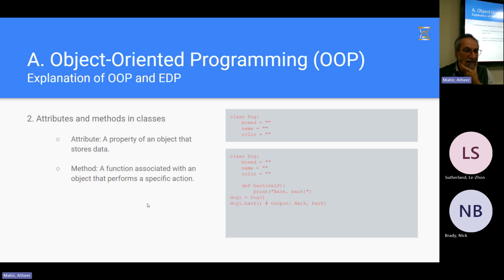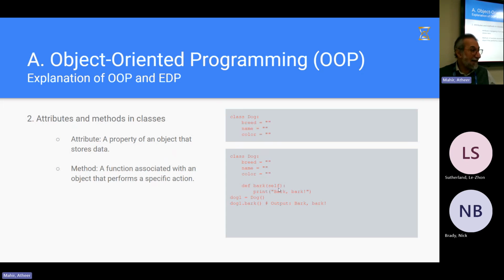Attributes and methods in classes. An attribute is a property of an object that stores data. As I said, data in classes we call attributes, or sometimes properties. So attributes are the data of the class, while methods are functions associated with an object that perform actions. So we have this class Dog, and now I develop this one. It's the same class Dog, and then I define a function, and this function is called bark.